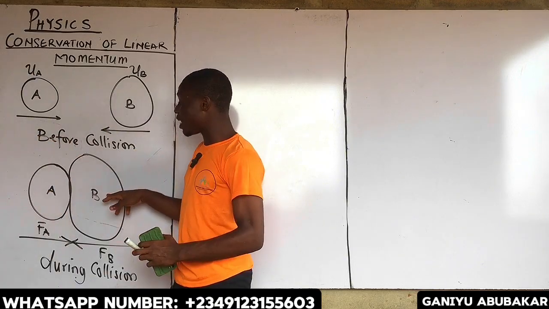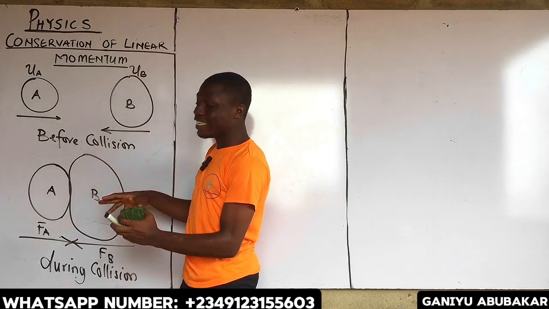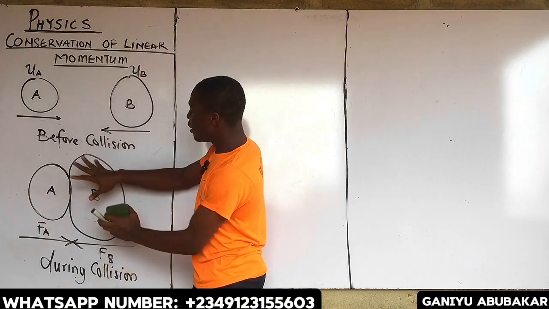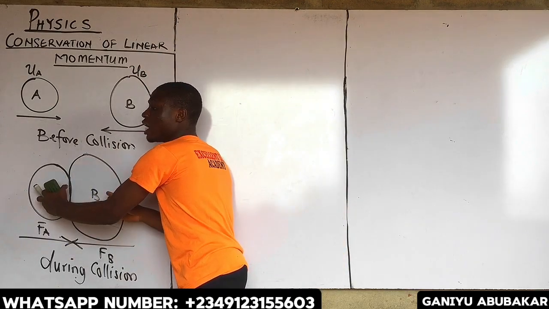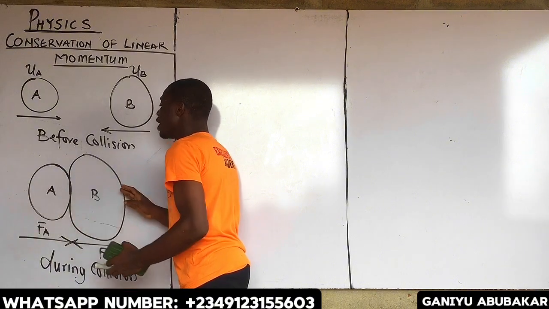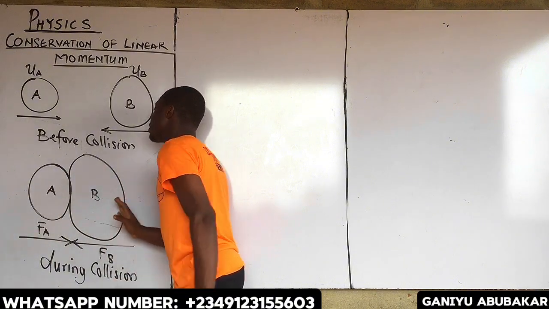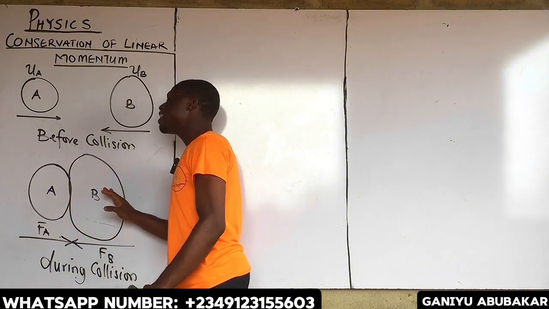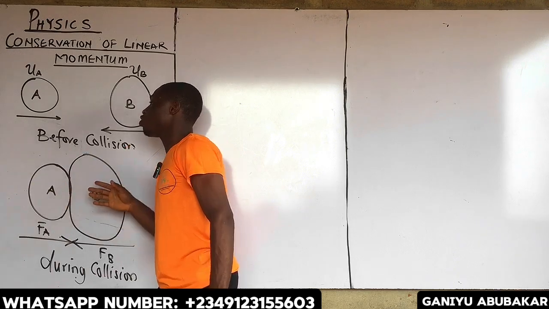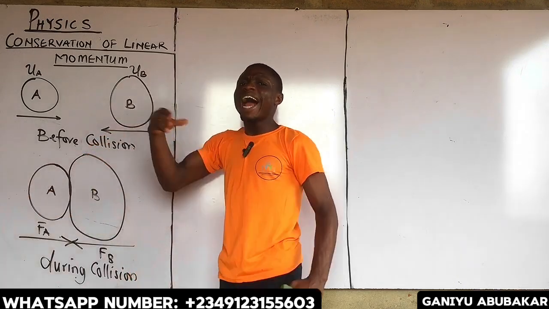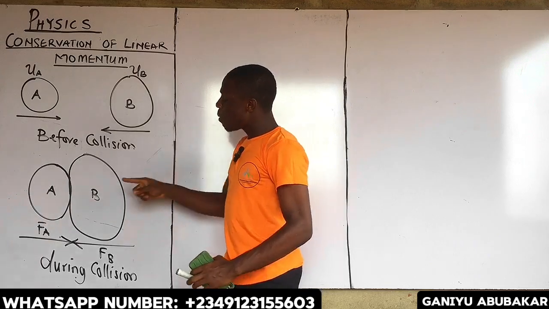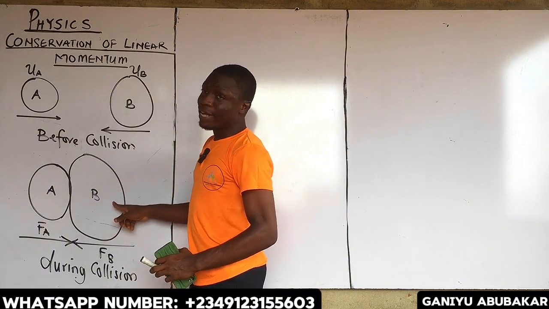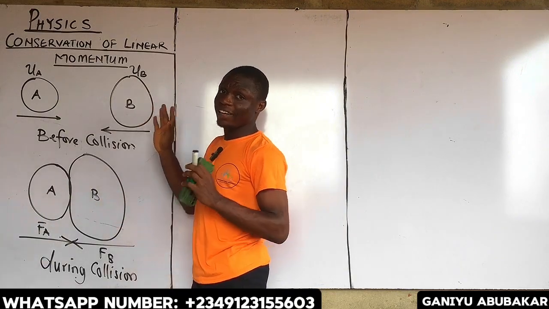Why? Because B is bigger in mass. So it means that if these two objects collide together, it's possible that B will take over, and if B moves this way, A is going to move this way. Now that idea is a wrong idea. Now listen, I'm having B, object B is big, I agreed.